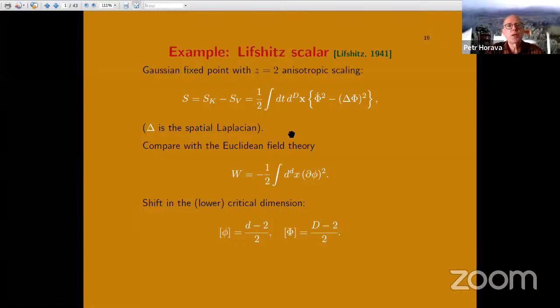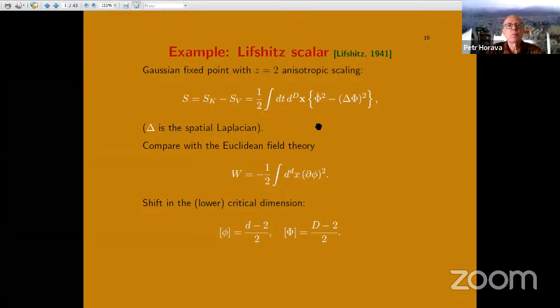Let's illustrate the anisotropic scaling by a simple example of a scalar field, just to get some feel for anisotropic scaling. I can postulate a Lagrangian for a single scalar field phi, such that it will have two time derivatives on the same footing as four spatial derivatives. Here, delta is a spatial Laplacian operator in D dimensions. And this is an example of a system which has a critical dynamical exponent equal to two. The anisotropy between time and space is such that two spatial derivatives are, for dimensional counting, worth one time derivative. So z is equal to two.